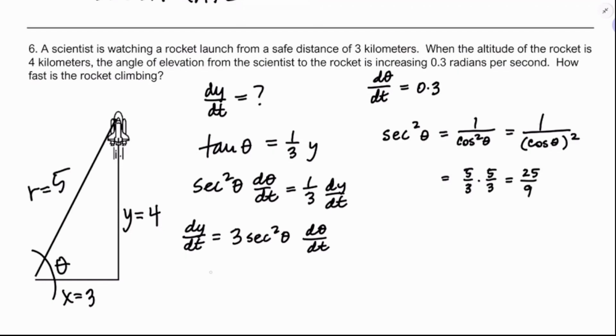All right, so I've got 3 times 25 over 9 times d theta dt, which is 0.3, which I'm going to call 3/10. Okay, so I'm going to cancel off some stuff. 3 times 3 is 9, divided by 9 is 1, 25 divided by 10 is going to equal 2.5.